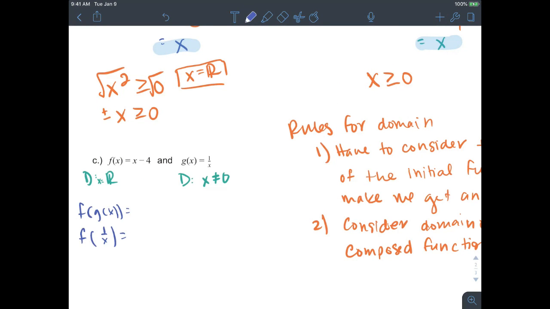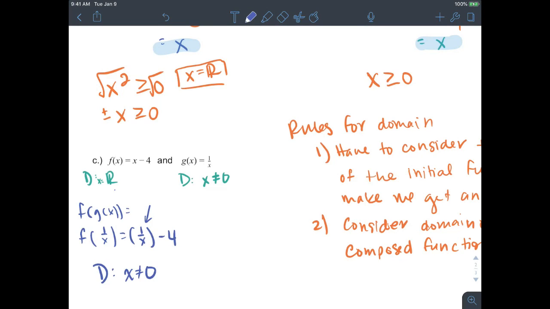So the domain of f is all real numbers. The domain of g is x cannot equal 0. So we're going to do f of g of x. So f of 1 over x is x minus 4. So 1 over x minus 4. And I have to think, okay, what numbers are going to break this part of the function right here? Well, that's when x cannot equal 0, right? So at this moment, the domain is x cannot equal 0, okay?